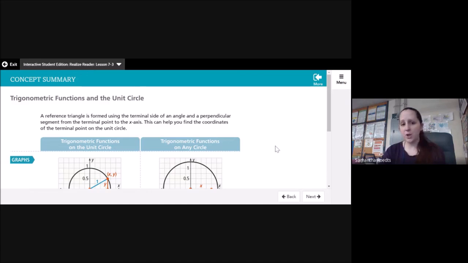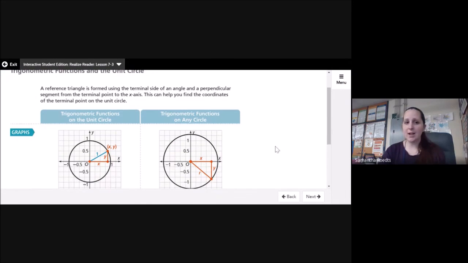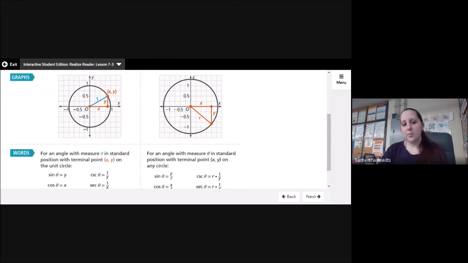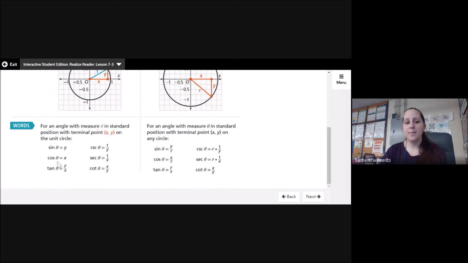Concept summary: trigonometric functions and the unit circle. A reference triangle is formed using the terminal side of an angle and a perpendicular segment from the terminal point to the x-axis. This can help you find the coordinates of the terminal points on the unit circle. So trigonometric functions on the unit circle, so here's my graph, and really on any circle, okay? For any angle with the measure theta in standard position with terminal point x, comma, y on the unit circle, sine theta equals y, cosine theta equals x, tangent theta equals y over x, cosecant theta equals 1 over y, secant theta equals 1 over x, and cotangent theta equals x over y.